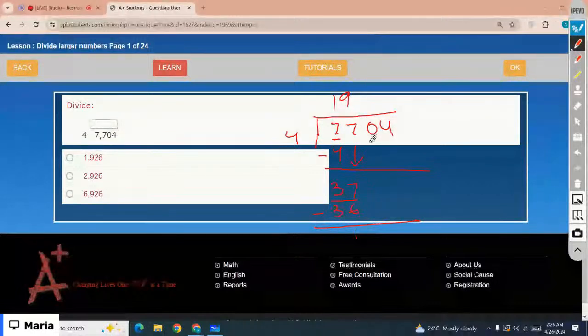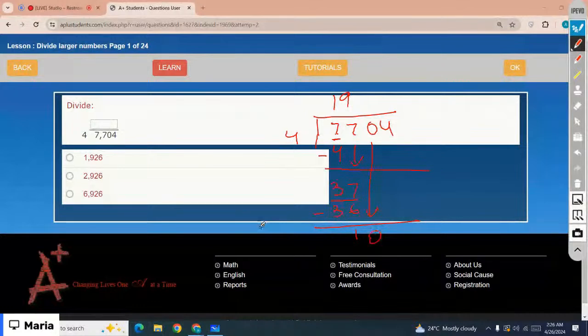You cannot divide 1 by 4, so you need to bring the other digit down. Now you need to count 4 until 10. 4 times what number is 10? 4 times 2 is 8, right? 10 take away 8 is 2.